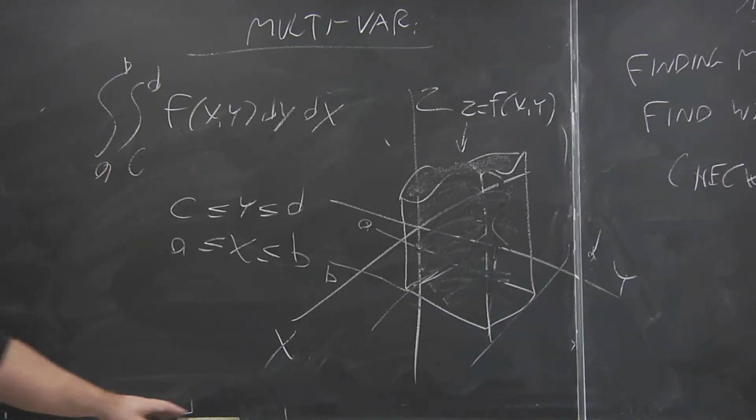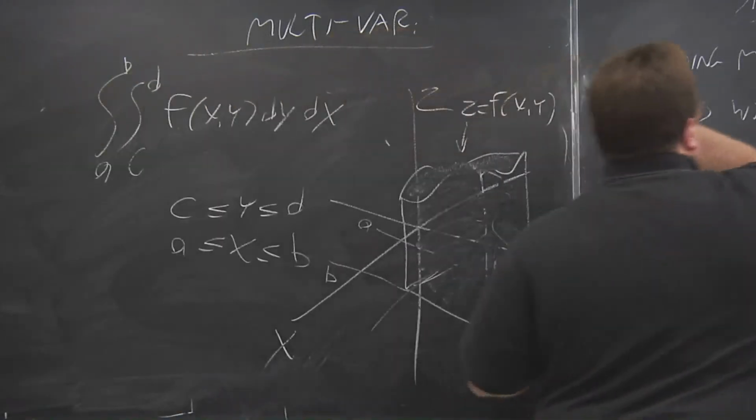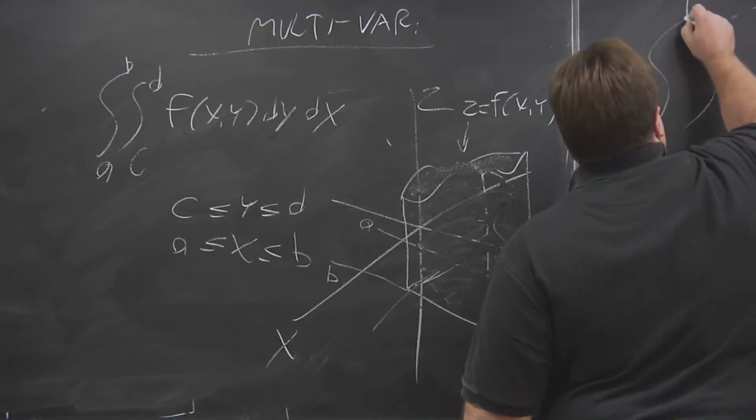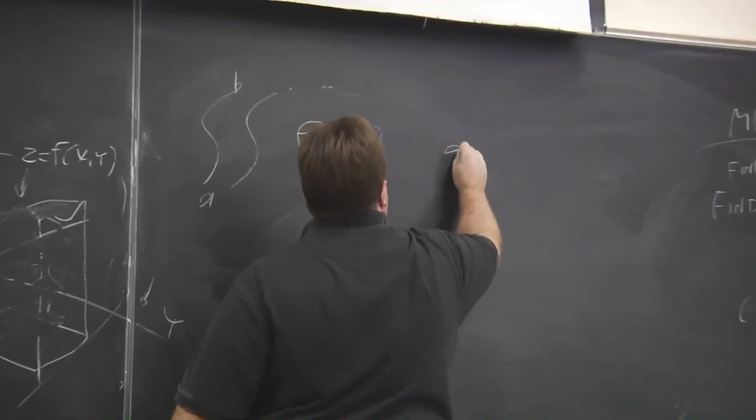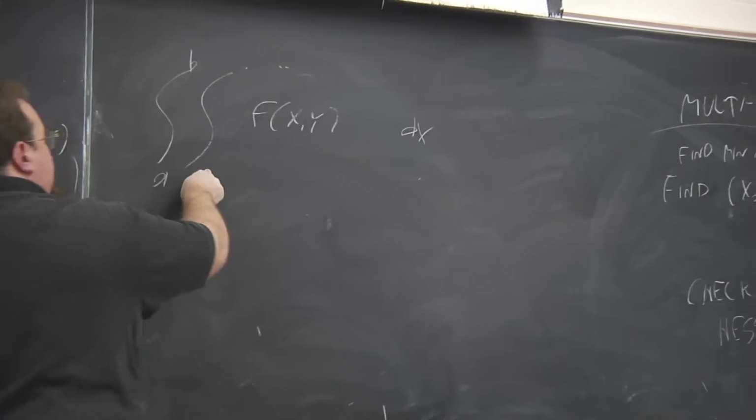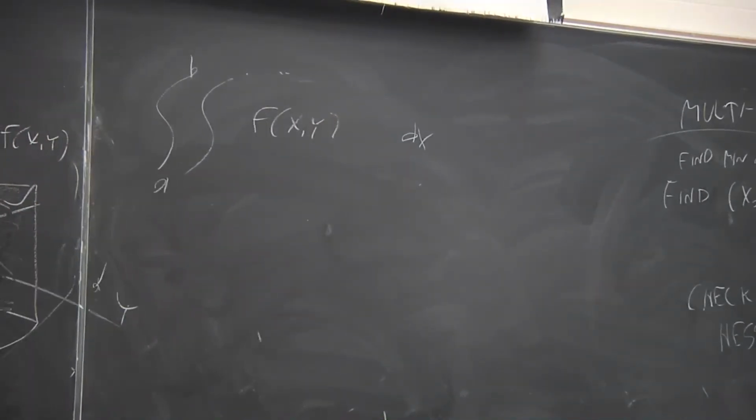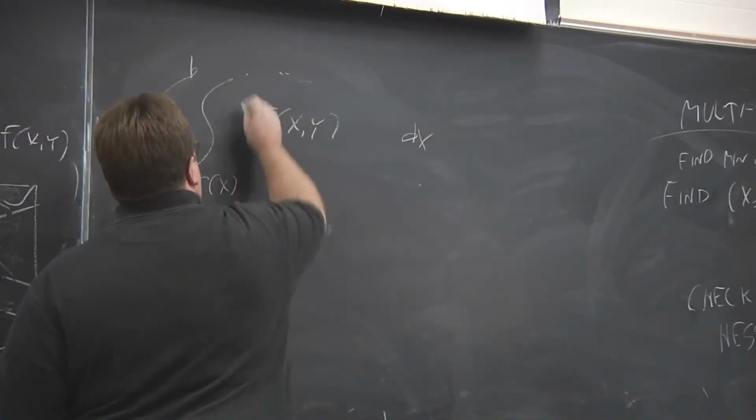We could make the region a little more interesting without too much trouble. Suppose we have a double integral. The outer integral is with respect to x. We're still integrating from a to b, but now we can make these inner limits depend on x. So I'll call these functions c of x and d of x.